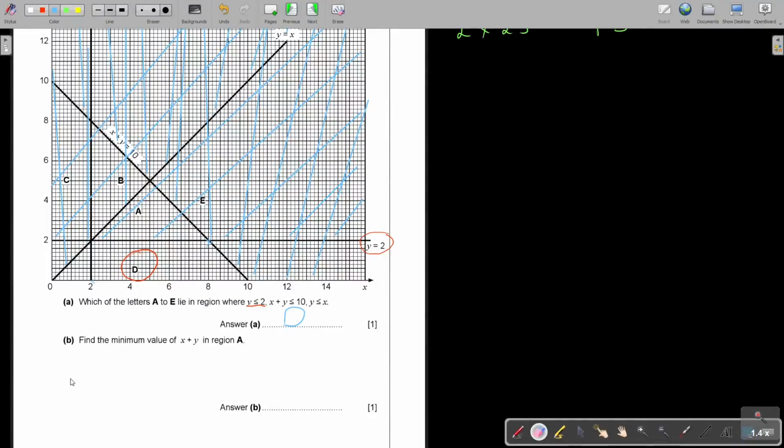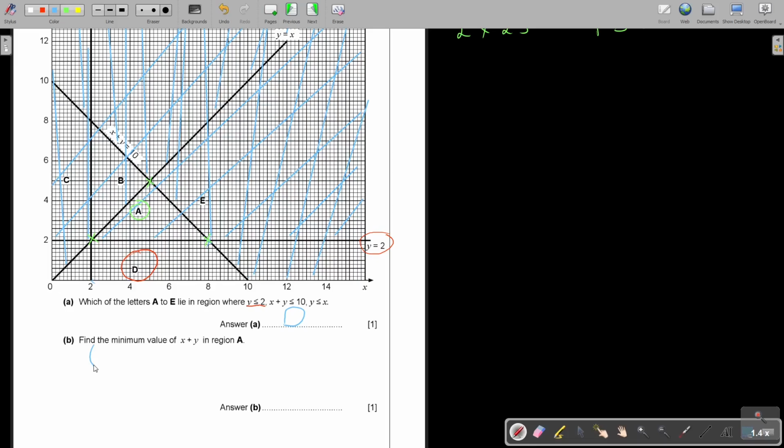Okay, let's start with number B. Find the minimum value of X plus Y in the region A. Okay, so in the region A, so do you see it's here? Here is A. So I take the corners. It's always where you will find the extreme, the maximum or the minimum. So let's just write down that.